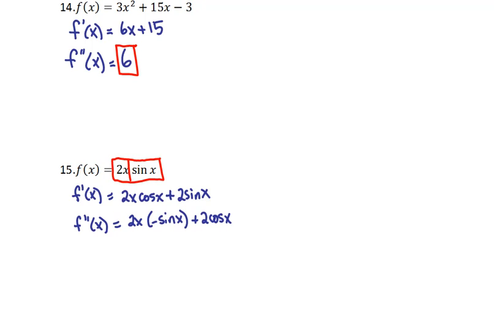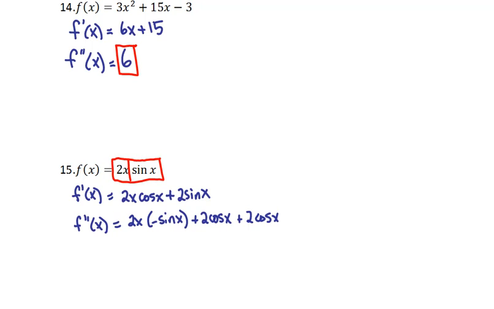So just make sure you understand the first two terms in that derivative come from 2x cosine x. It's the derivative of 2x cosine x. The last term, 2 cosine of x, comes from the derivative of 2 sine x, the second term in the first derivative. Alright, we can do a little simplification on that.